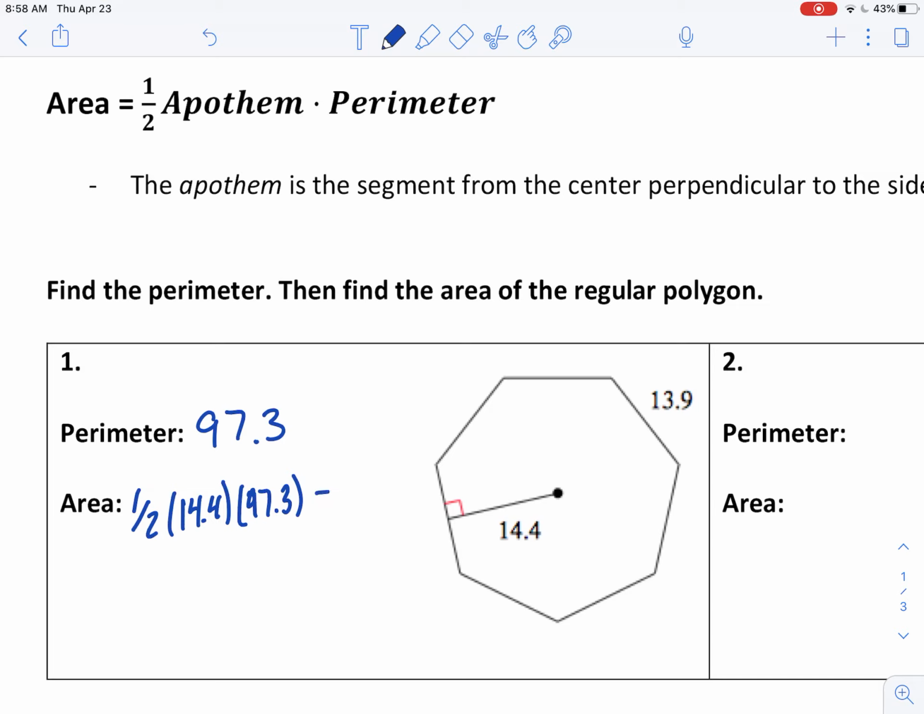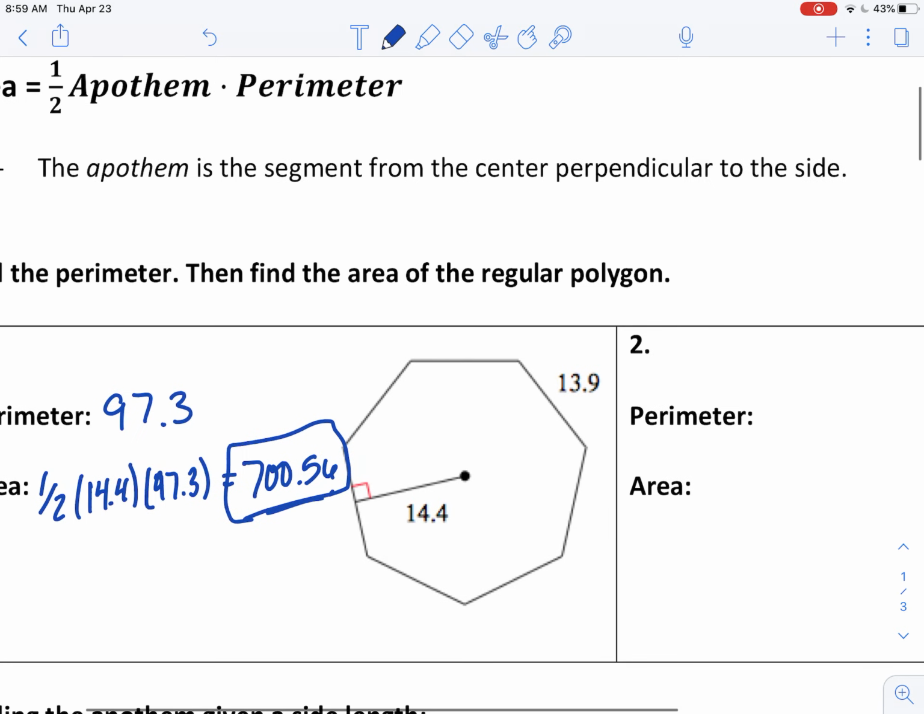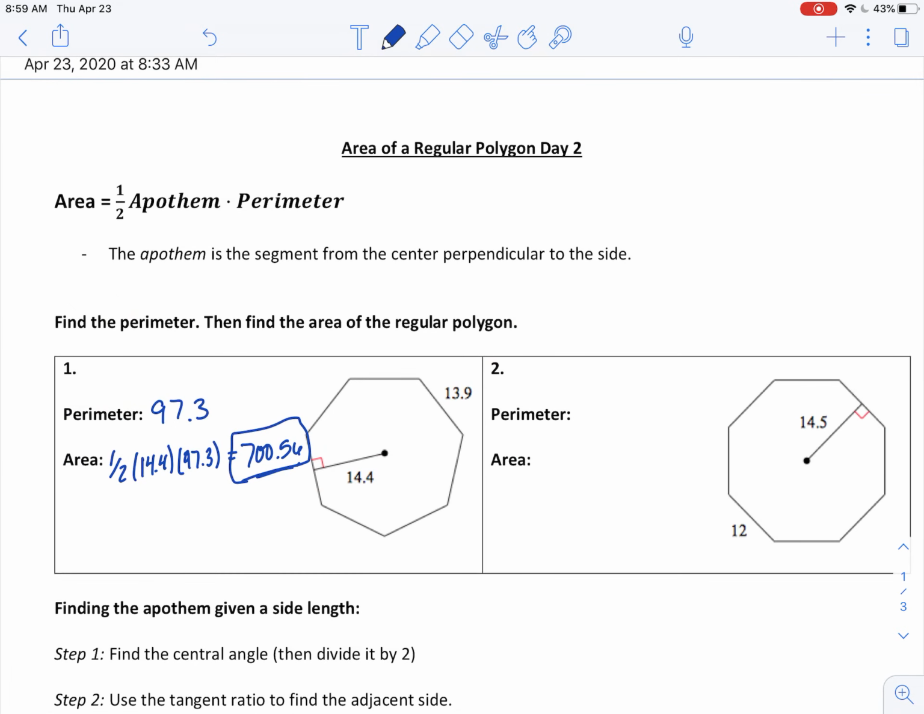And the apothem is 14.4. So 1/2 times apothem times perimeter. And that's going to get me 700.56 square units.